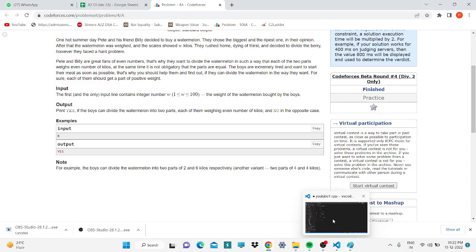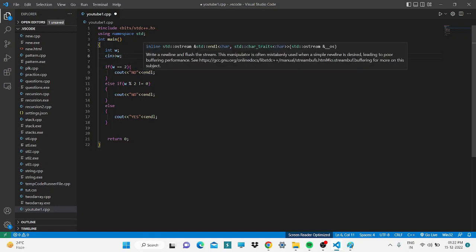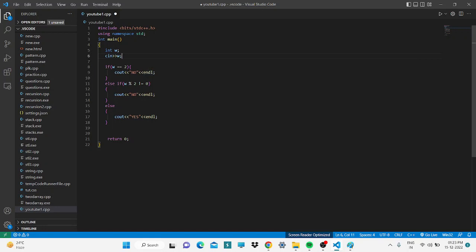So the code for this question is this. We took a number which is W. We have an exception statement that if W is equal to 2, then we have to print no, that we cannot divide it into even parts. Then for odd numbers, if W when divided by 2 gives a remainder which is not equal to 0, then we have to print no. In all the other cases, which are even numbers except 2, we have to print yes. So this is the code.